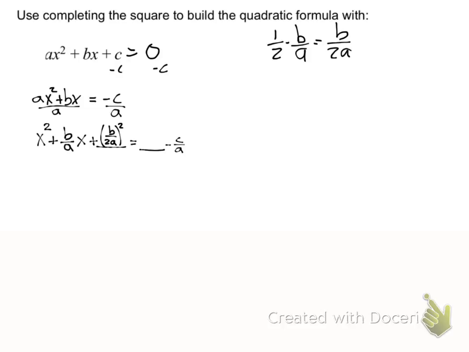How do I square a fraction? Top and bottom, so it becomes b squared over 4a squared. Yes. Now we're at this point. The left side should equal what when I factor it? x plus b over 2a squared. Okay.